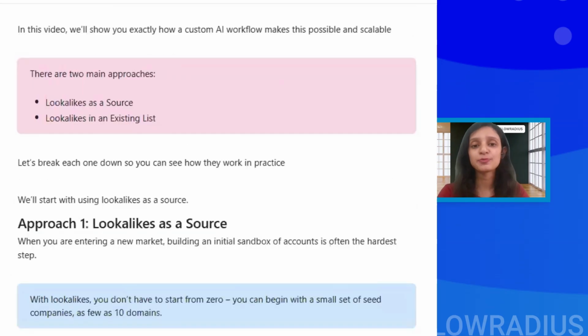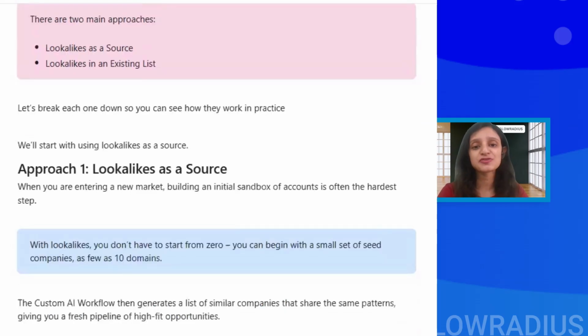So there are two main approaches. First, lookalike as a source. Second, lookalike in an existing list. Let's break each one down so you can see how they work in practice. We will start with using lookalike as a source.